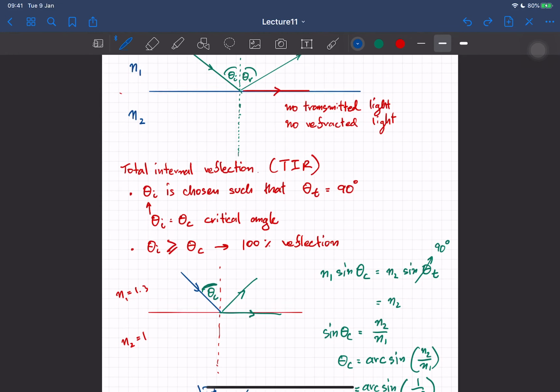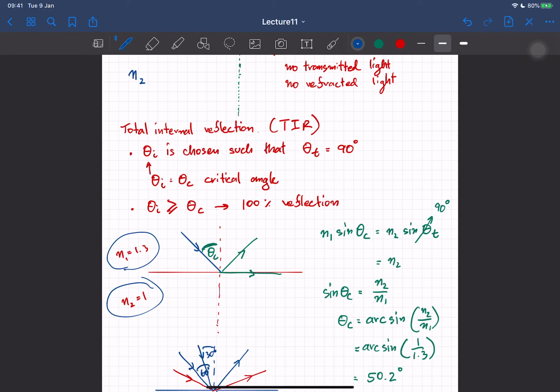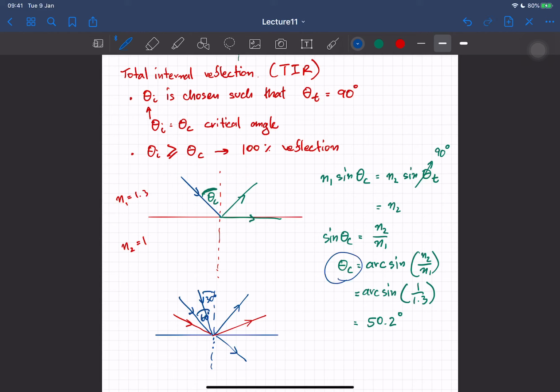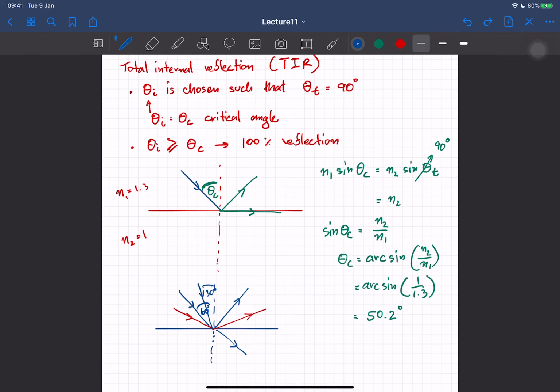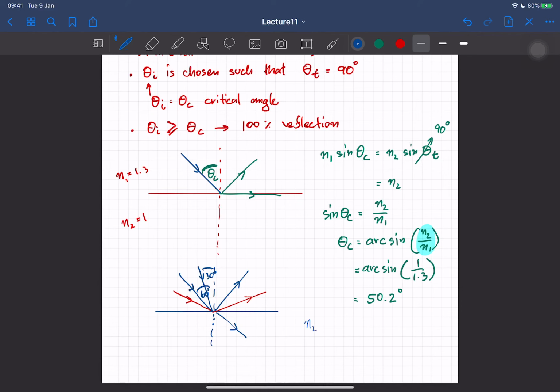And another thing is that the total internal reflection only happens when you go from high index to low index. Okay, if you go from low index to high index and then you try to find this critical angle, your calculator will give you error. Because why? Look at this. Critical angle is the arc sine, which is the inverse sine of n2 divided by n1. Right? What happens if you go from low index to high index? That means n2 is actually larger than n1. That means n2 divided by n1 is larger than 1.